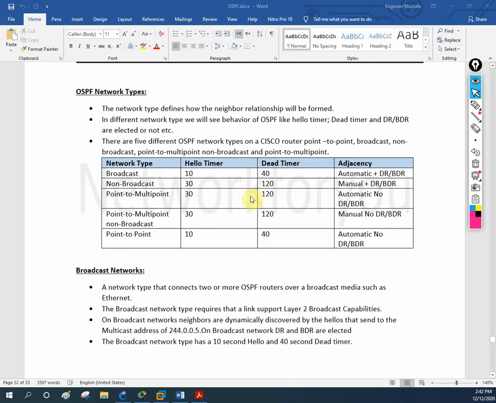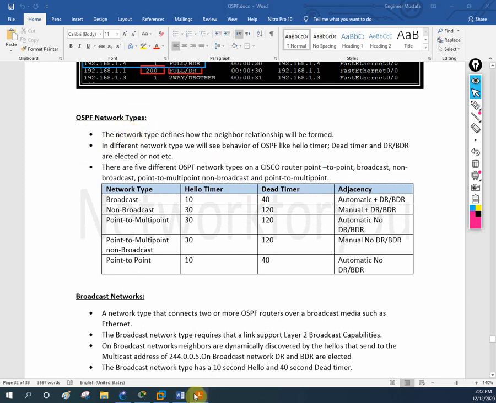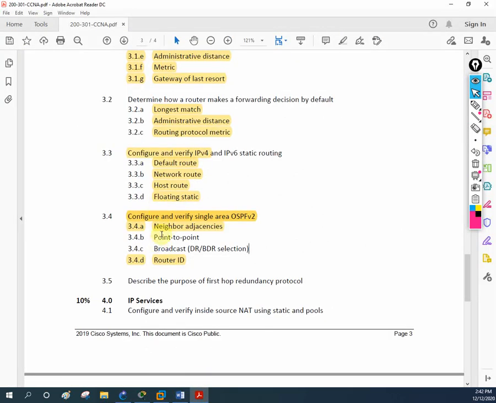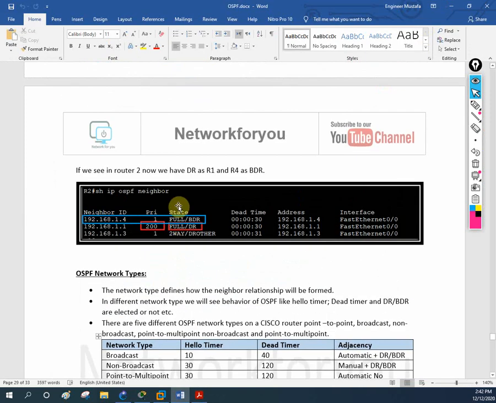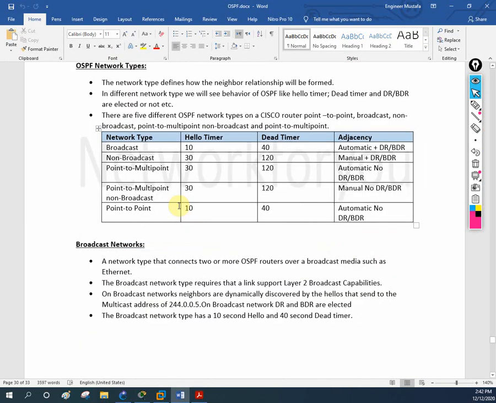So what we have done is the OSPF network types. If you see in the syllabus, we have the OSPF network types: point to point and broadcast. We discussed this just now. Now we need to do the lab for this. So in our next video, we are going to do that lab.